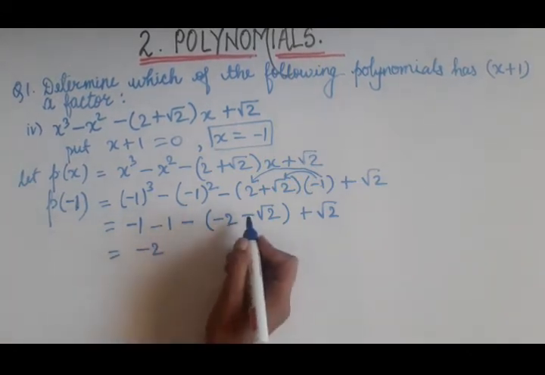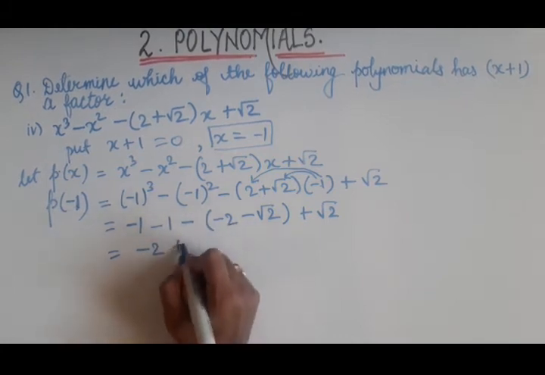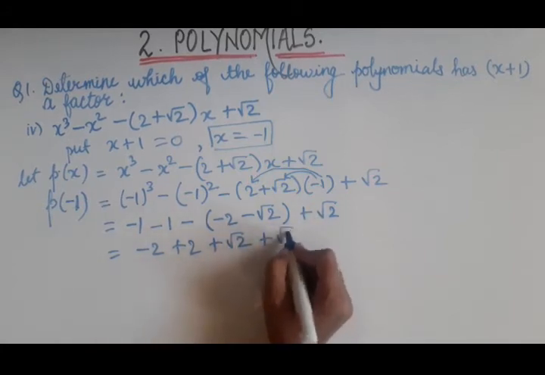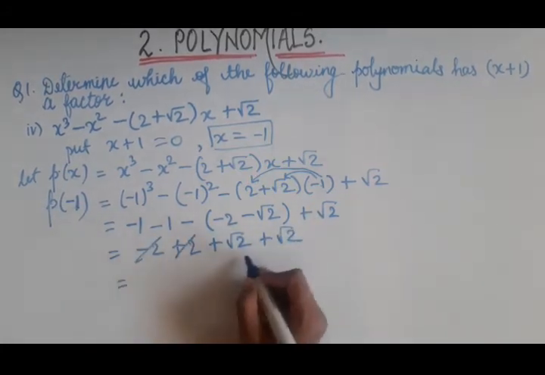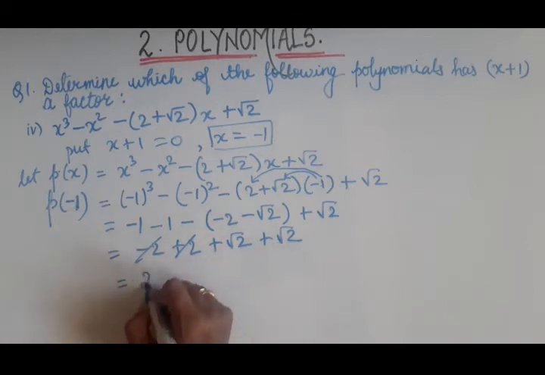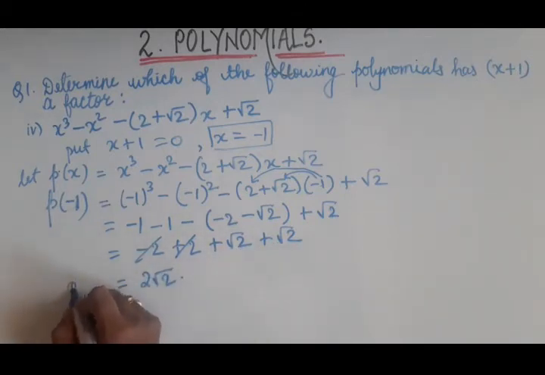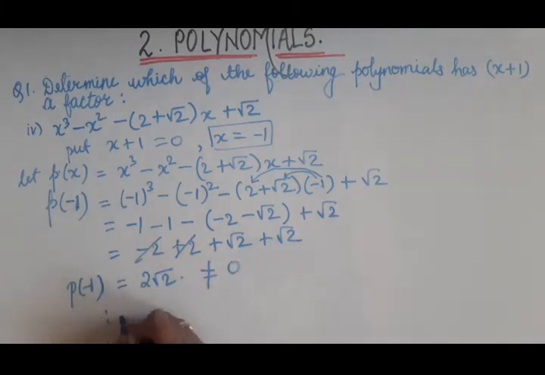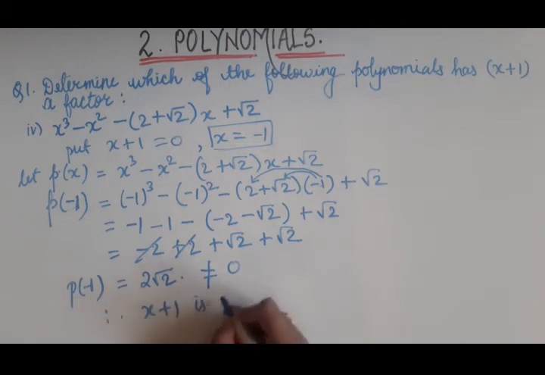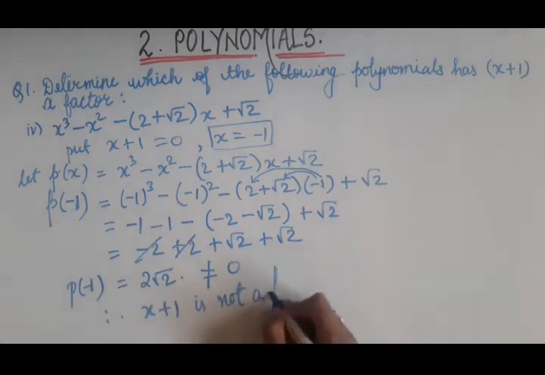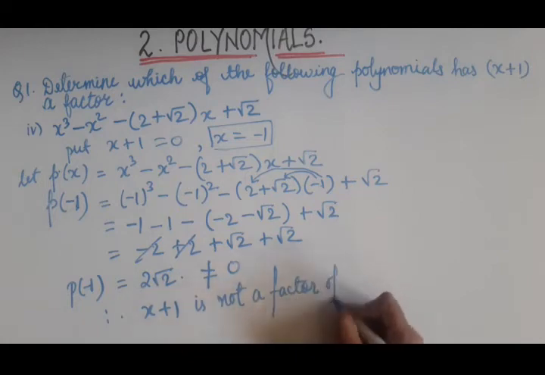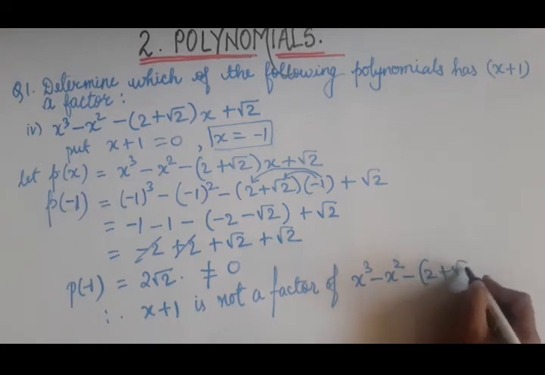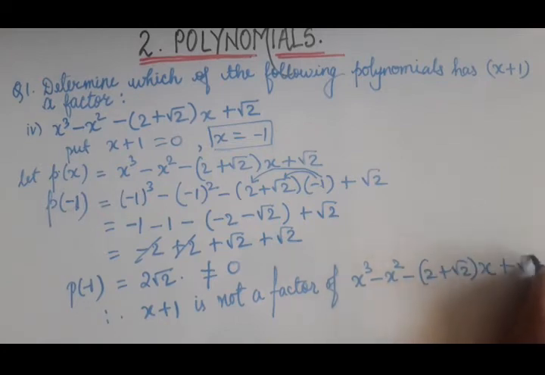Now multiply this minus sign inside the bracket. Minus into minus 2 plus 2. Minus into minus root 2 plus root 2. And this plus root 2 as it is. So minus 2 plus 2 cancelled, and you will get root 2 plus root 2, 2 root 2. Okay, so p of minus 1 you got 2 root 2, which is not equal to 0. Therefore, x plus 1 is not a factor of x cube minus x square minus in bracket 2 plus root 2 x plus root 2.